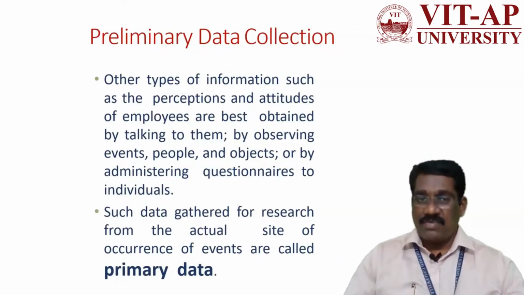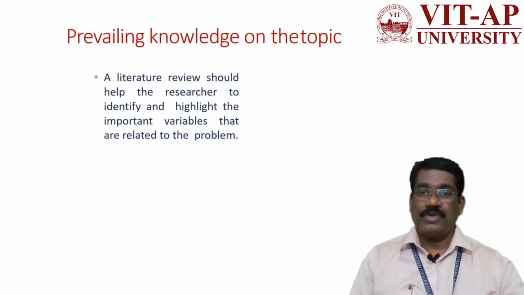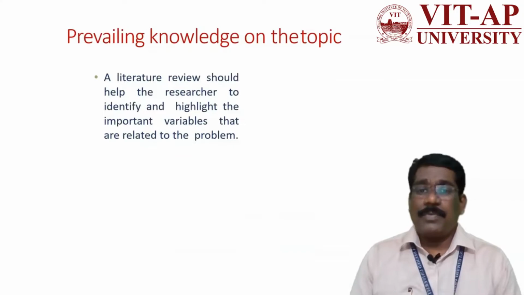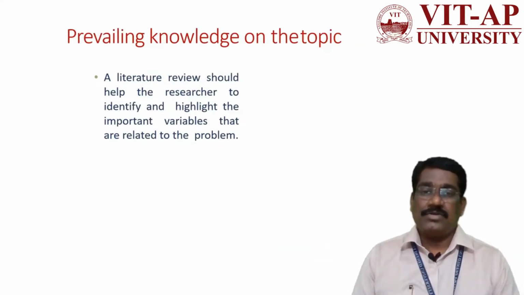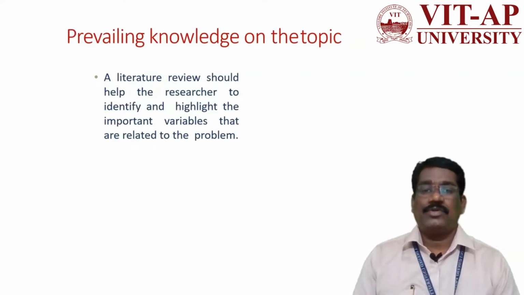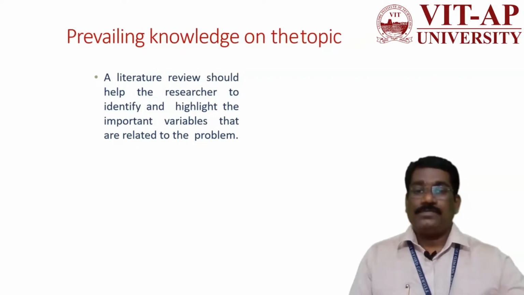This primary data and secondary data will definitely help you to build your research framework or conceptual framework. So in the context of prevailing knowledge on the topic, in order to substantiate the problem area, the researcher has to go through a literature review process. That means you are reviewing the past literature pertaining to this research, so that it helps the researcher to identify and highlight the important variables that are related to the problem.